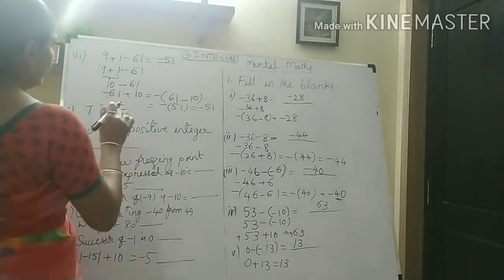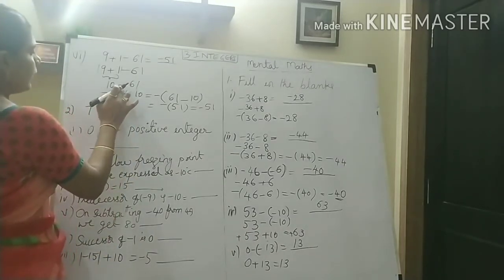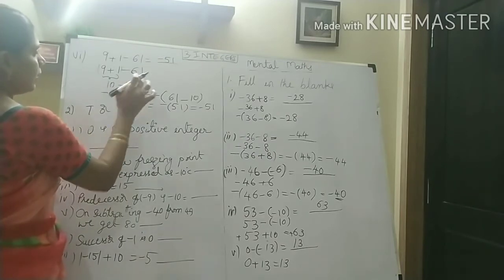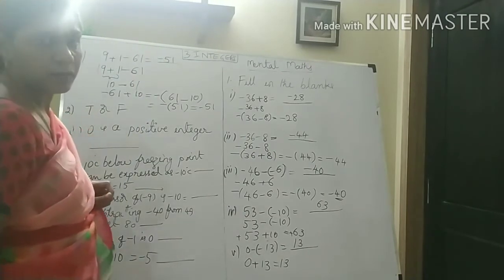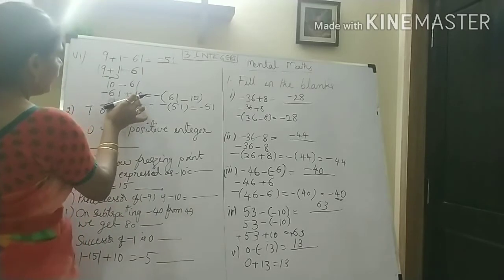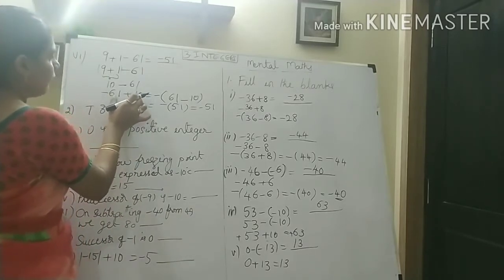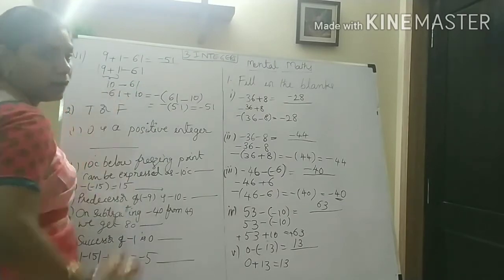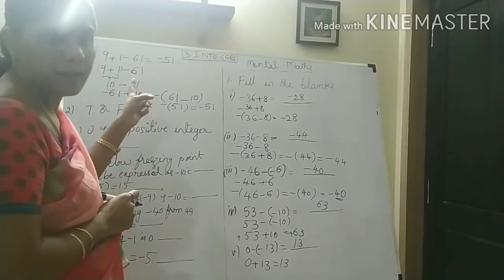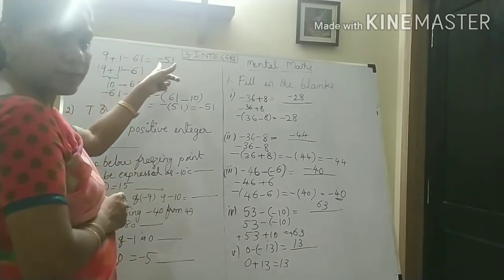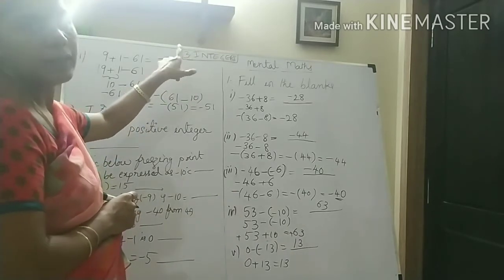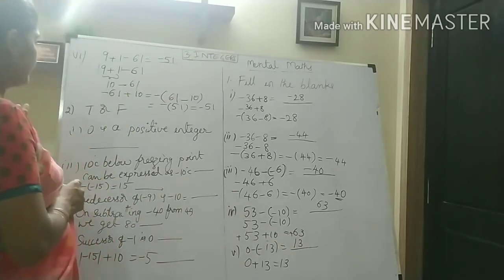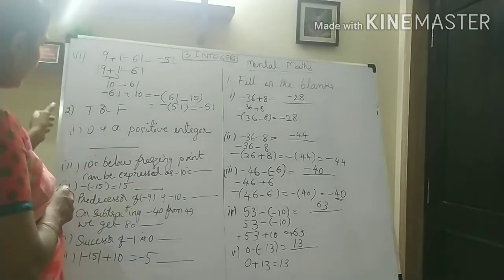So nothing is there. Just remember, the bigger number's sign will come in your answer. And after that you have to subtract the given numbers. After that you have to mention the sign. Whatever bigger number has sign, that sign you have to give in the answer. Okay. Like that.